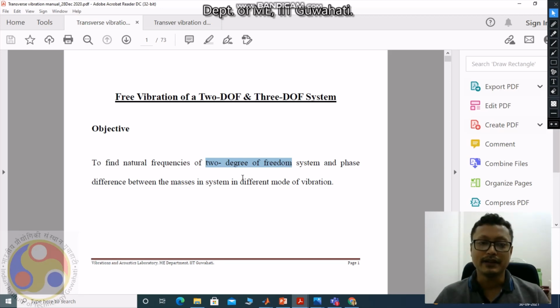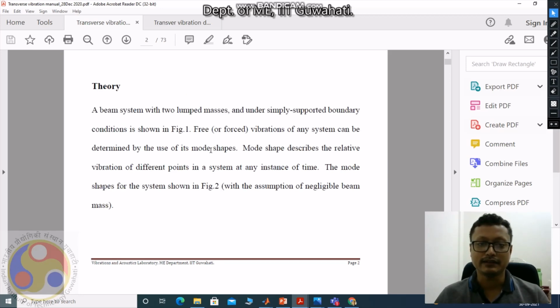In this experiment, we excite the system in the first mode of vibration and the second mode of vibration. So you get two natural frequencies. In the first case it is the first natural frequency, and in the second case the second natural frequency. Now, what natural frequency are you going to get in this experiment? This is the theory behind this experiment.